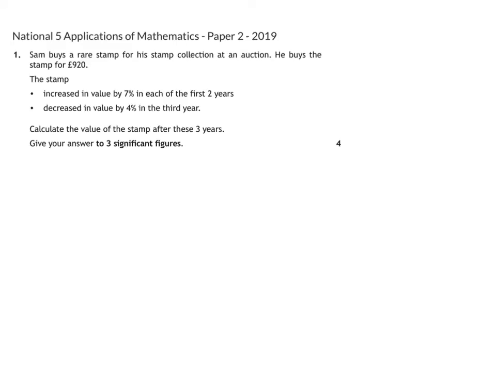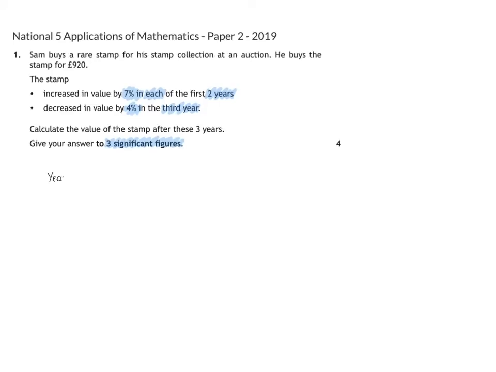So when we're doing this, I'm going to go through and highlight important bits through the paper, because a lot of National 5 applications is recognising what is important. So here, 7% in each of the first 2 years, and 4% in the third year. And the final bit that's important that we need to make sure we don't forget is our 3 significant figures.